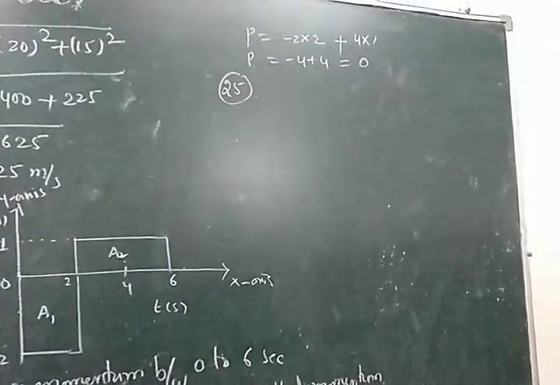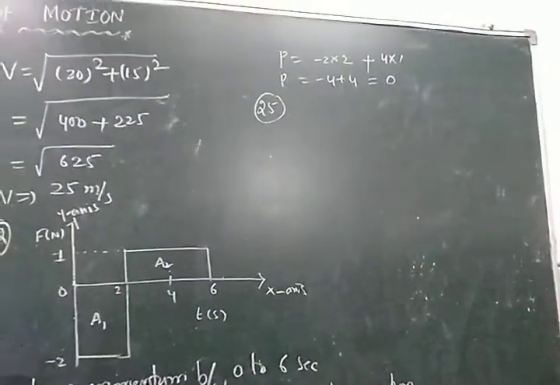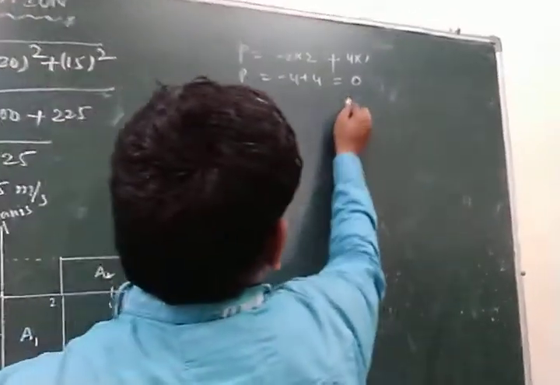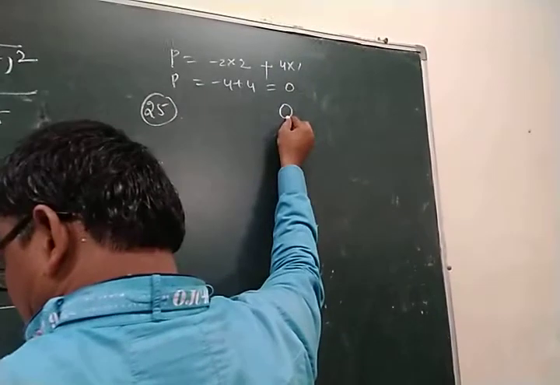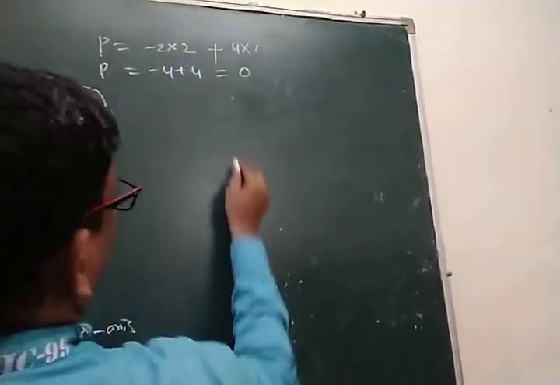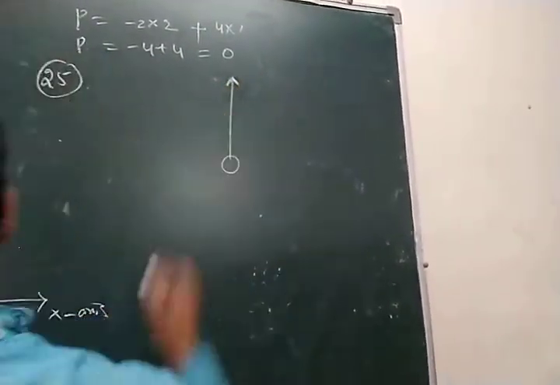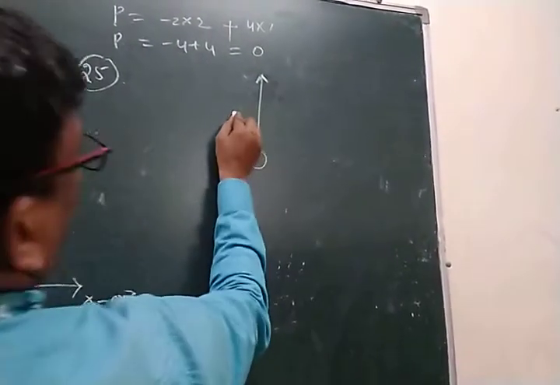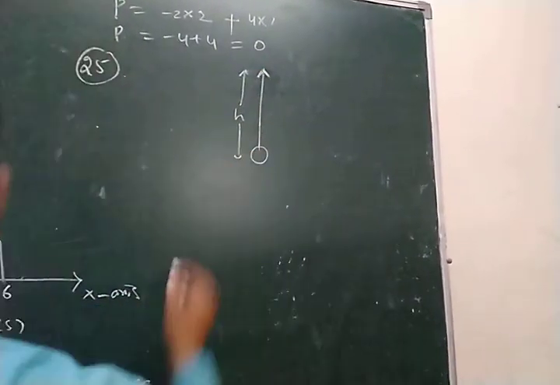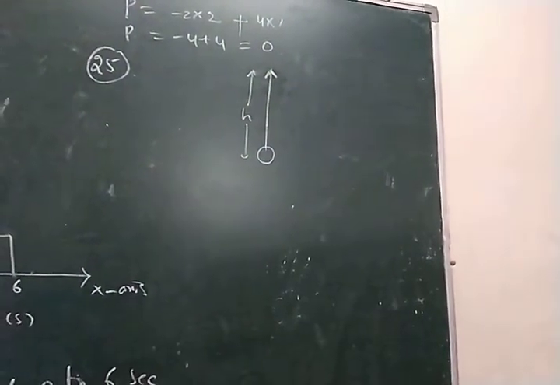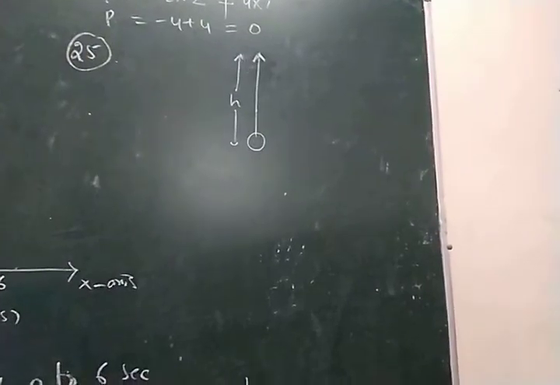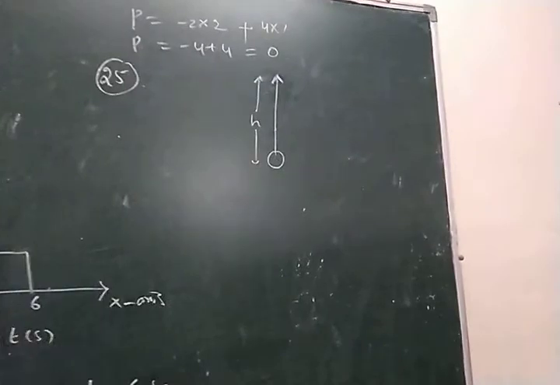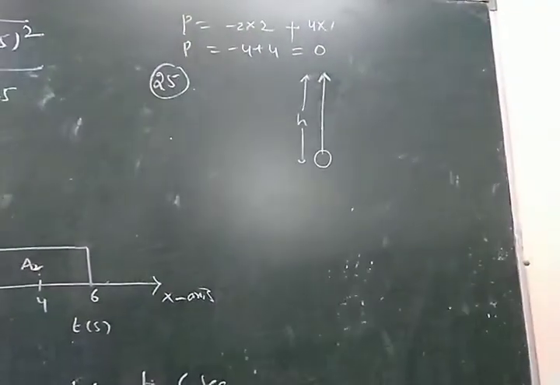Question number 25. A ball of mass M is thrown vertically upwards from the ground and reaches a height of h before momentarily coming to rest. If g is the acceleration due to gravity, the impulse received by the ball due to the force of gravity during its flight is?